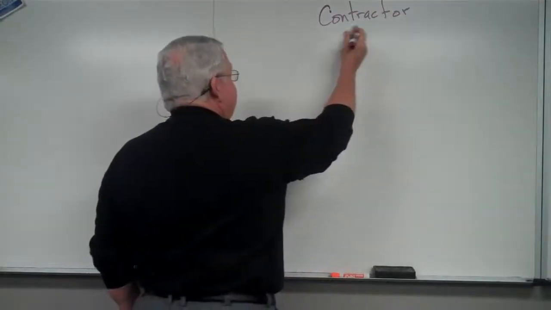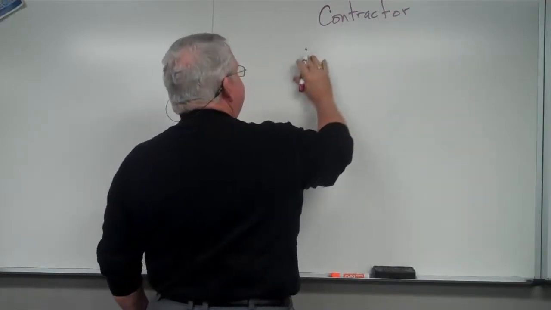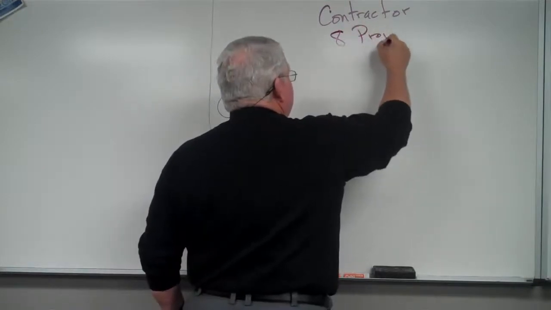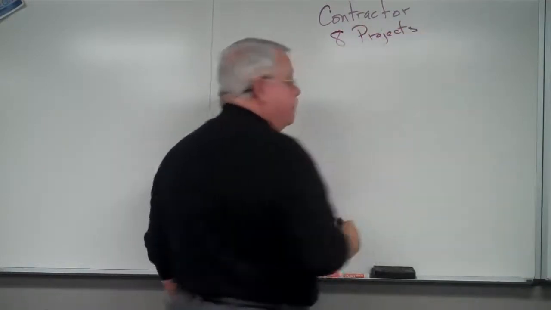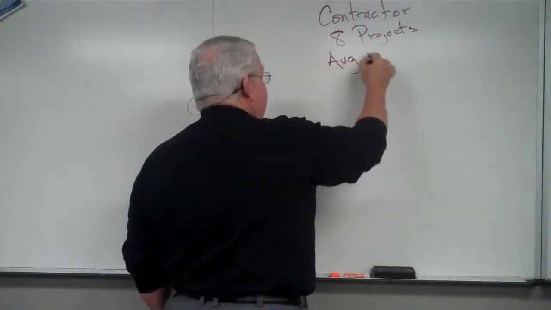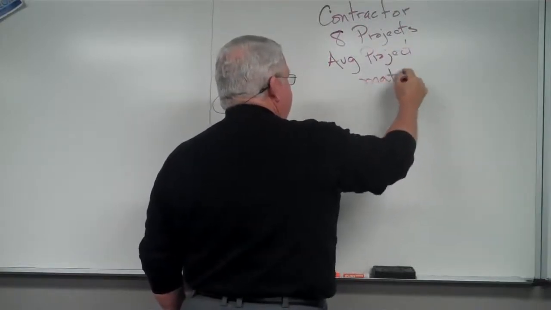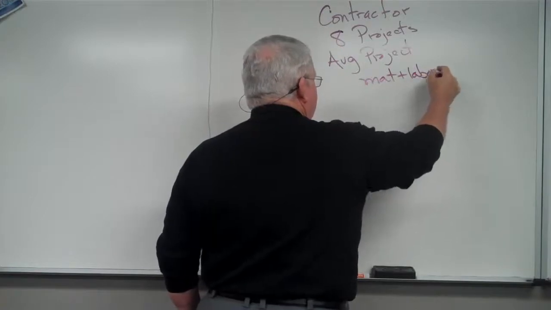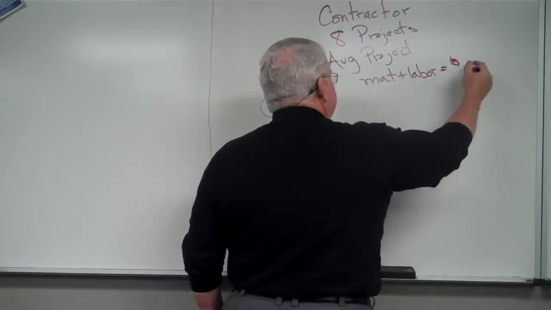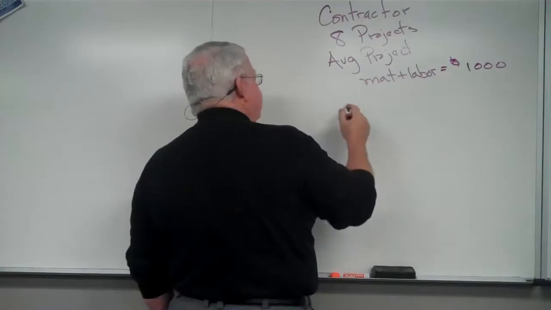So let's say that with the people I have, I'm capable of, on the average, doing 8 projects every month, on the average. And that the average project involves for me costs for materials and labor of $1,000 and some overhead.